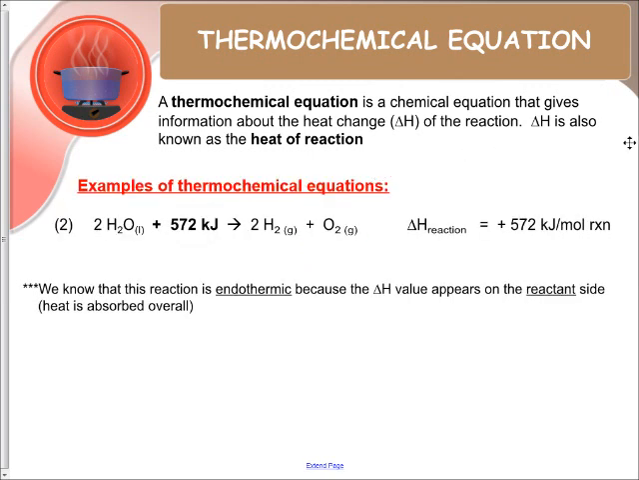Our next one is an endothermic reaction. The thermochemical equation has two waters plus 572 kilojoules as reactants, and that produces two hydrogens and an oxygen. Now, because the energy is on the reactant side, that means the energy is going in as a reactant. Also, our number on the change in H is positive. So both of these things signal to us that we have an endothermic reaction.